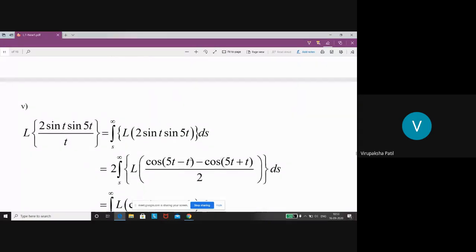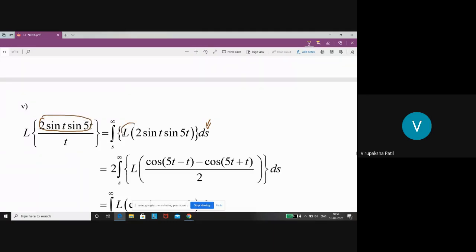One more example. Find the Laplace transform of 2 times sin t sin 5t divided by t. Since t is present, what is the meaning of that? Integration from s to infinity, by the property, with respect to s, you need to integrate between the limits s to infinity. Now this is your f of t. You have to find the Laplace transform of this.